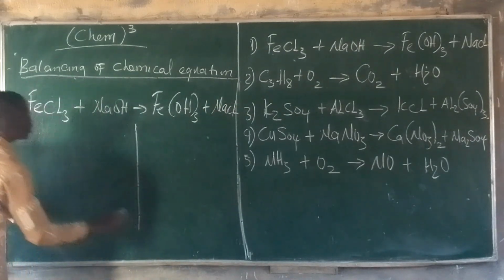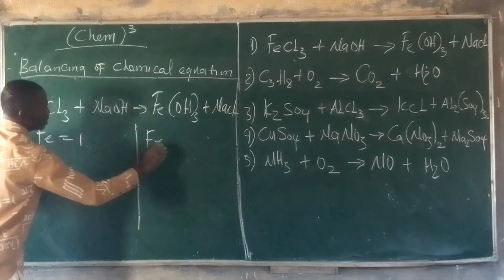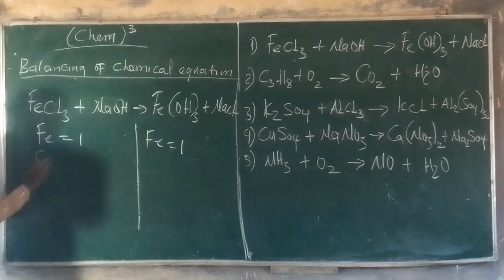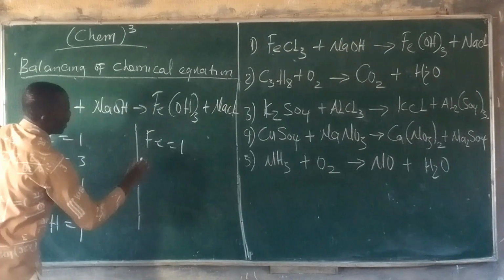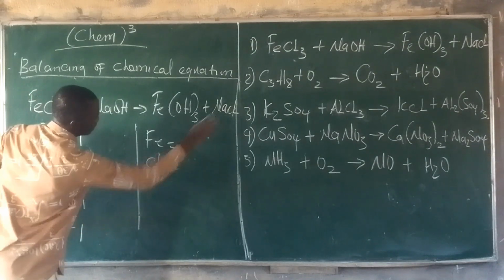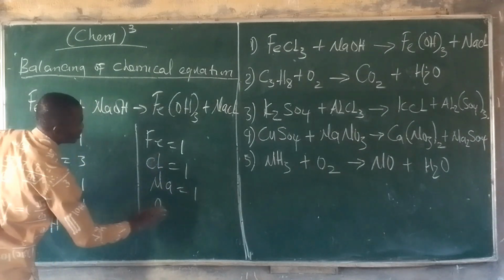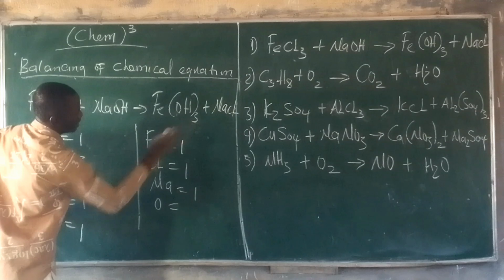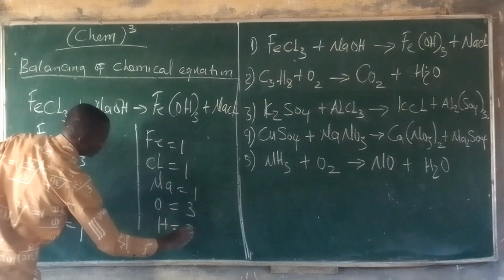Now take account of what you have. You have iron is 1, iron is also 1. Let me read through what I have here. Chlorine is 3, sodium is 1, oxygen is 1, hydrogen is 1. Over there, let's start from chlorine. Chlorine is 1, sodium is 1, oxygen is 1 times 3, that is 3, and then hydrogen, 1 times 3, hydrogen is 3.